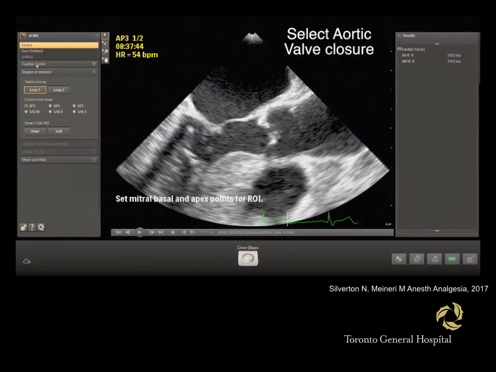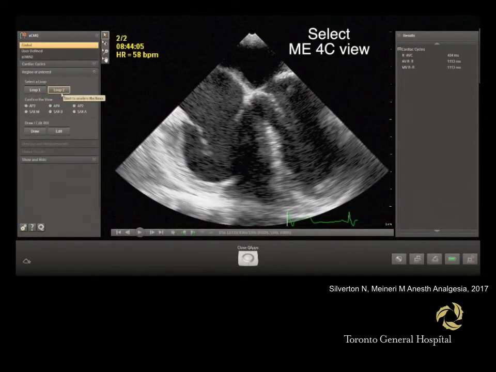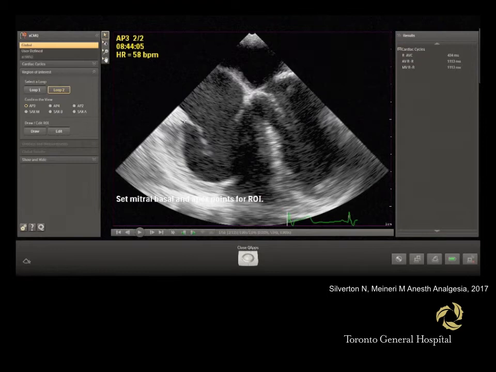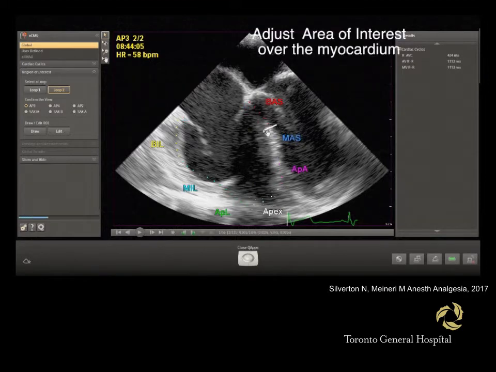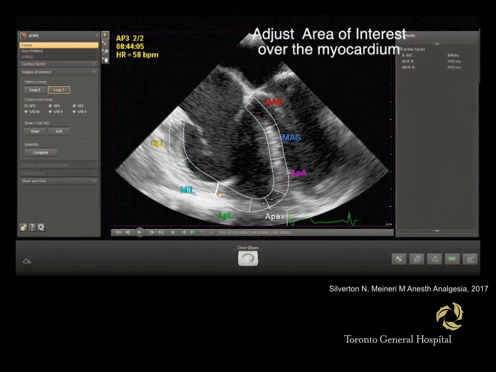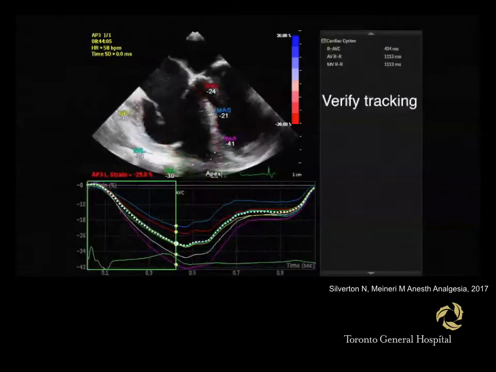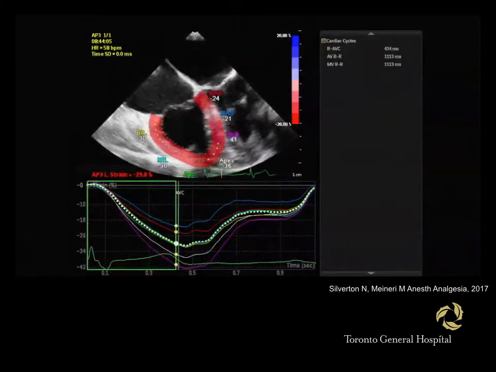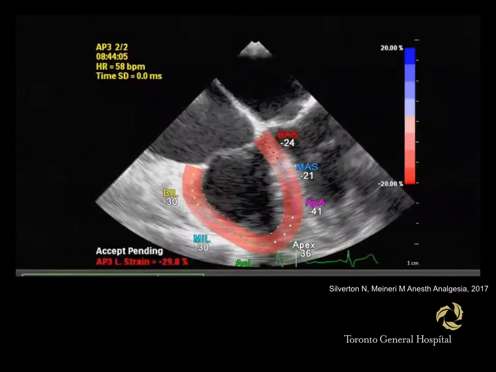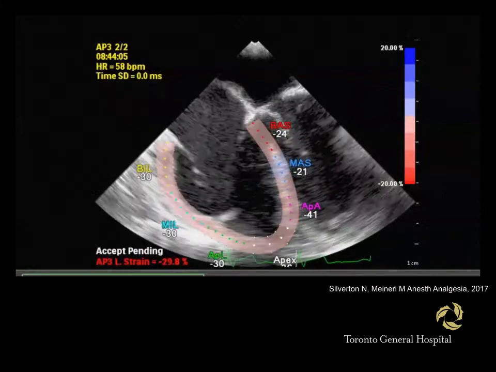So in particular, with the Philips system, this is what happens. You have to tell the system that you're looking at a mid-esophageal long axis view. Then you have to identify the tricuspid annulus and the apex. Then the software overlays points on the myocardium. Now we need to adjust the region of interest to include the myocardium alone, so we have to move it around. And when we hit process, you can see that now this overlay is following the myocardium.